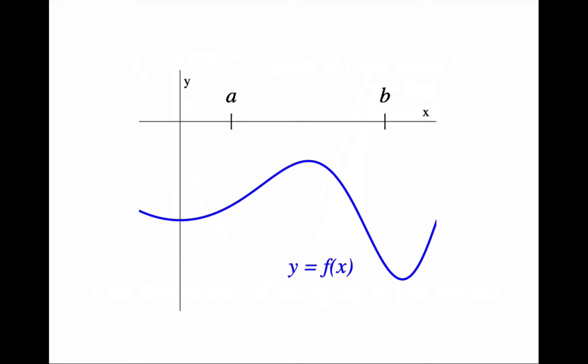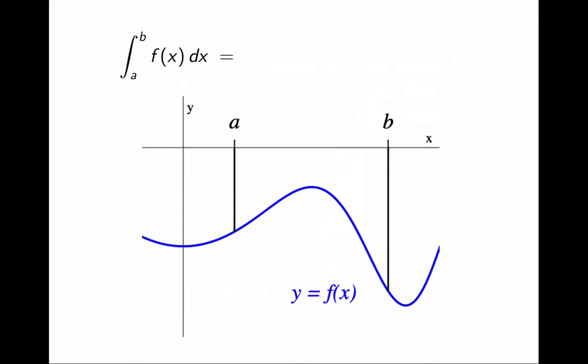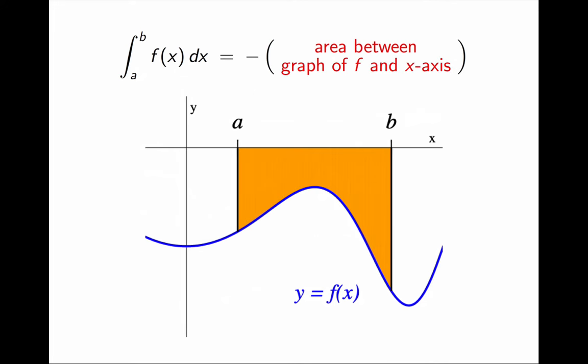For example, this one? In this case, the integral is minus the area between the graph and the x-axis, in orange in the picture. Why? Think back to the definition of integral. The heights of the rectangles in the upper and lower sums are values of f, and are therefore negative, but other than for the sign, the upper and lower sums are still measuring area. If necessary, pause the video to convince yourself of this.